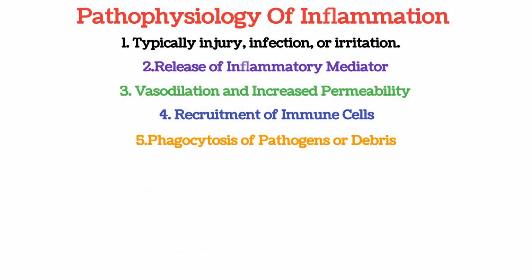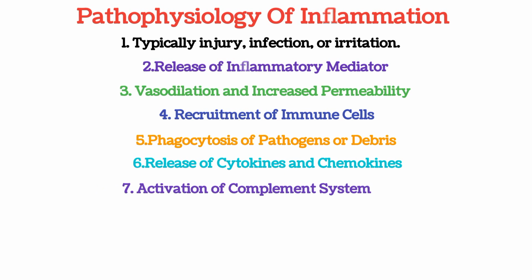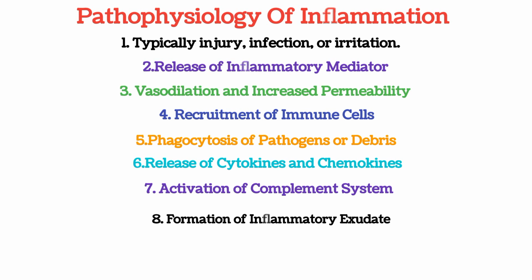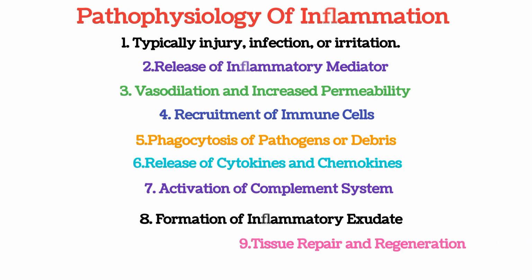5. Phagocytosis of pathogens or debris. Immune cells engulf and digest pathogens or cellular debris. 6. Release of cytokines and chemokines, signaling molecules that regulate immune responses and attract more immune cells to the site. 7. Activation of the complement system. Complement proteins enhance the immune response by promoting phagocytosis and inflammation. 8. Formation of inflammatory exudate, accumulation of fluid, proteins, and immune cells at the site, contributing to swelling.